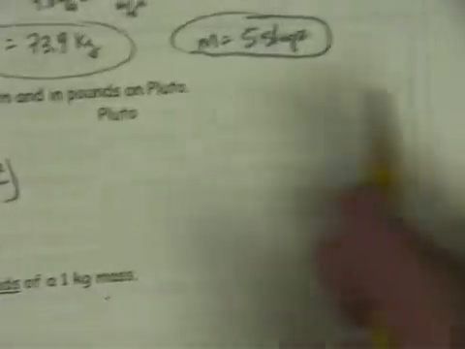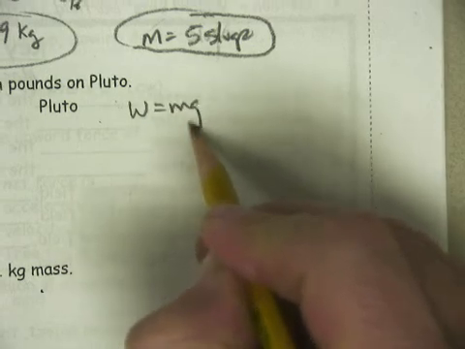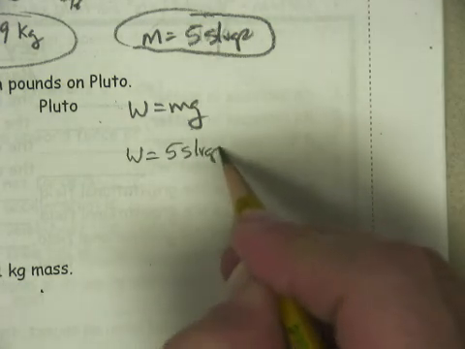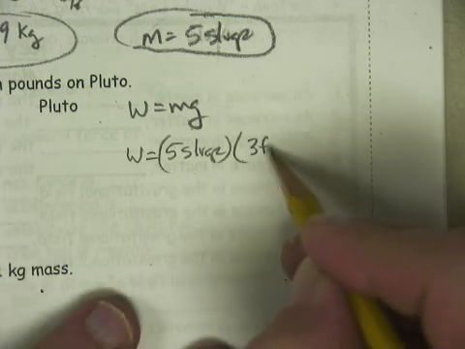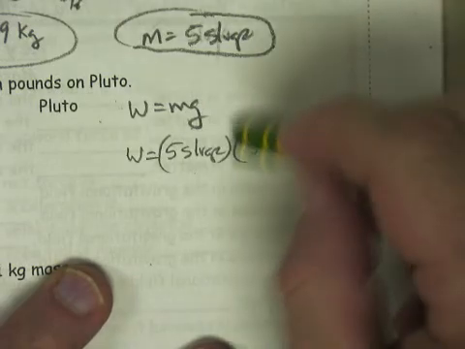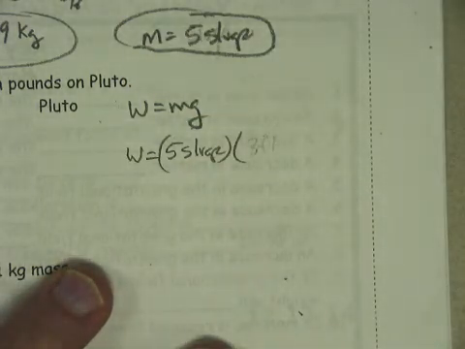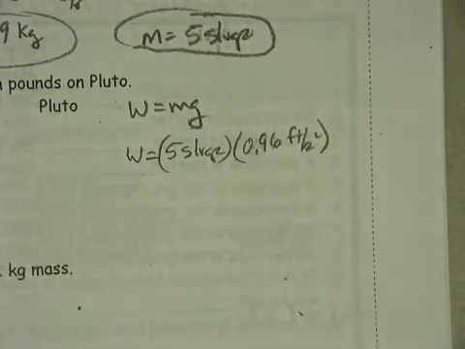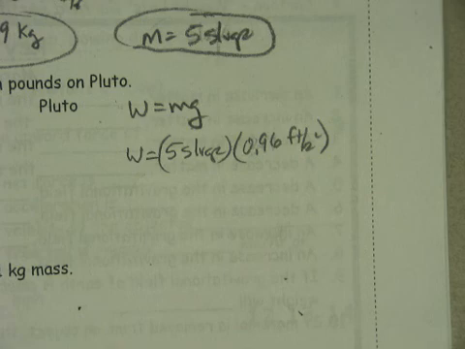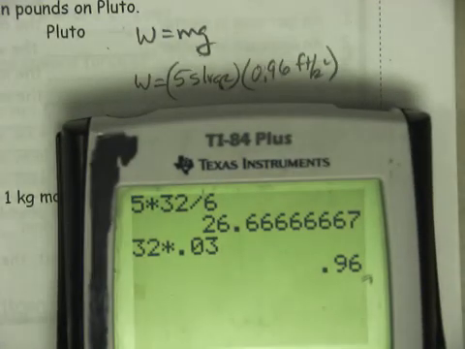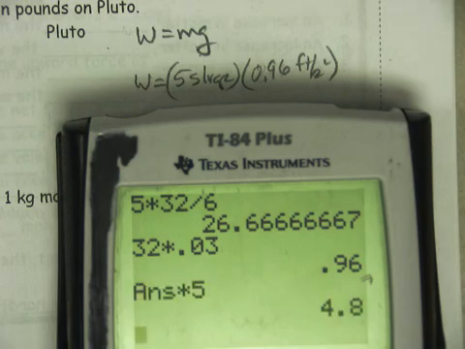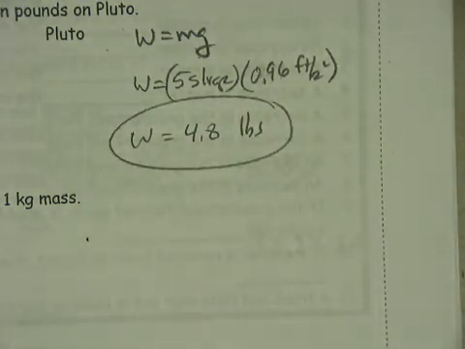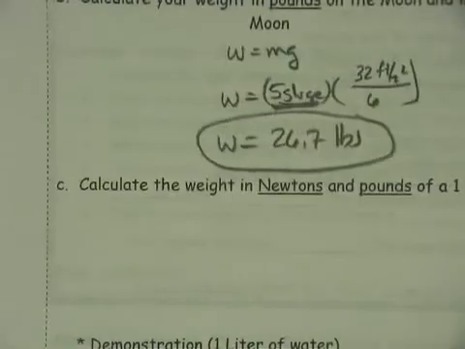Okay, the next one on Pluto. We're using the same equations, so we'll say W equals mg. My mass, 5 slugs from above, times, now, here's the acceleration of gravity on Pluto. The acceleration of gravity on Pluto is about 0.96 feet per second squared, about a foot per second squared. On Earth, it's 32. On Pluto, about 1. So if I multiply those two together, so times 5, I get about 4.8. So if I step on a scale on Pluto, my weight would be 4.8 pounds. Wouldn't that be great? Wouldn't look any different, though. Keep that in mind.